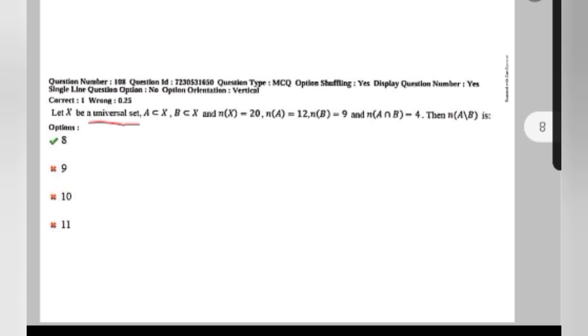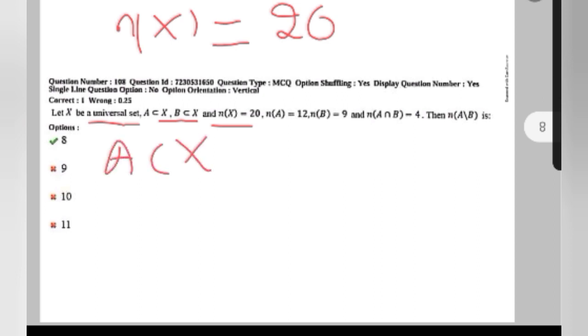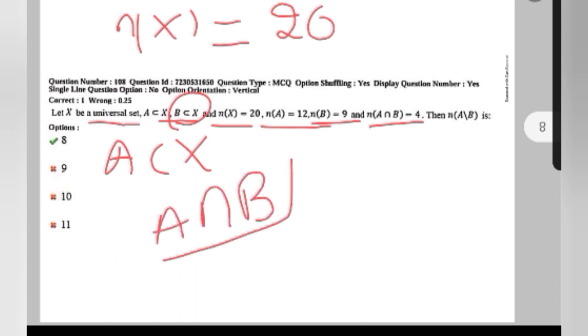Let X be the universal set and A is a subset of X and B is a subset of X. They have given the number of elements in the universal set. N of X is your 20. It means number of elements in the set X. So number of elements in the set X is 20 and A is also a subset of X and the number of elements in the set A is 12, and B is also a subset of X. The number of elements in B is 9 and the number of elements in A intersection B, the common elements between A and B, is 4.